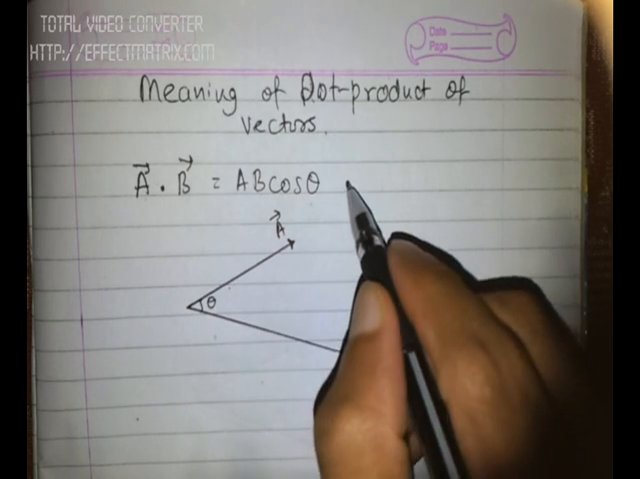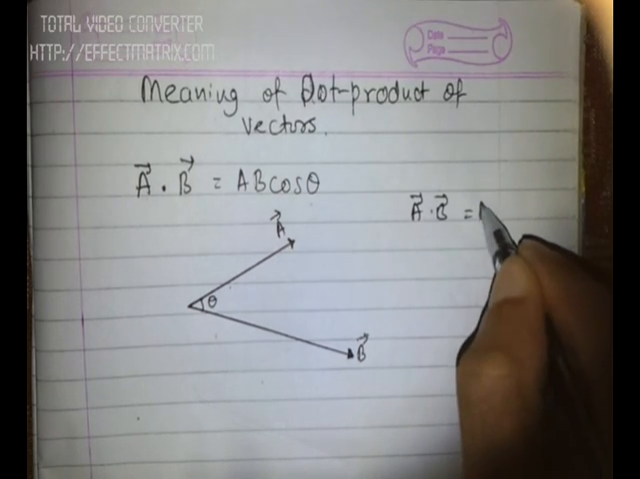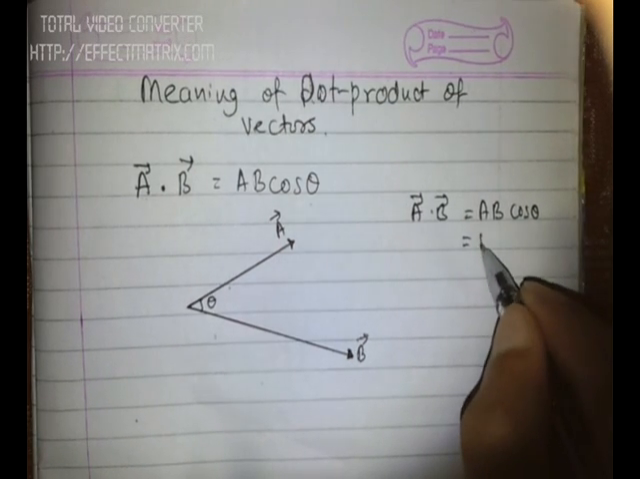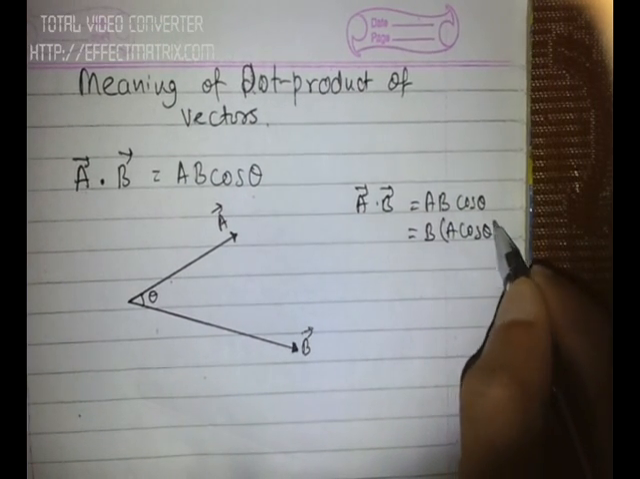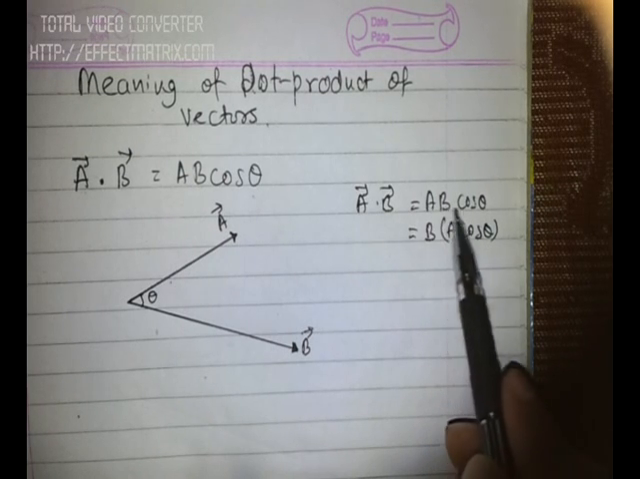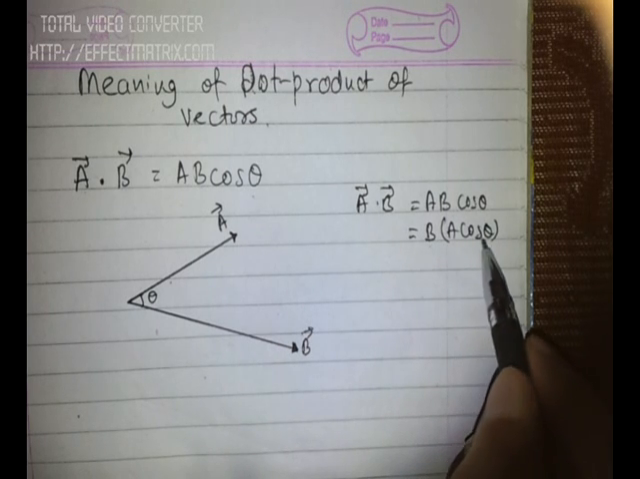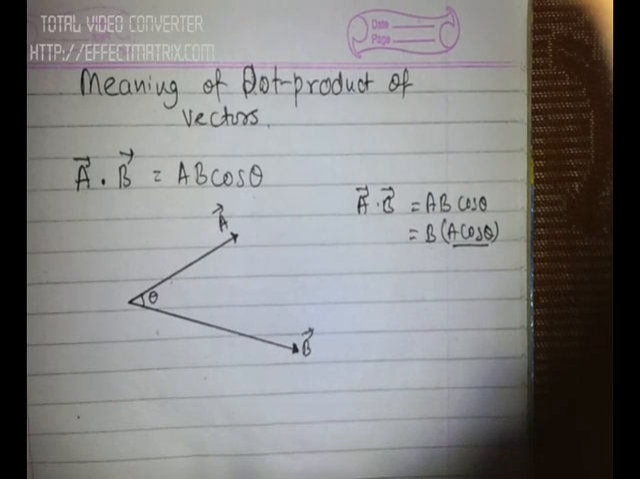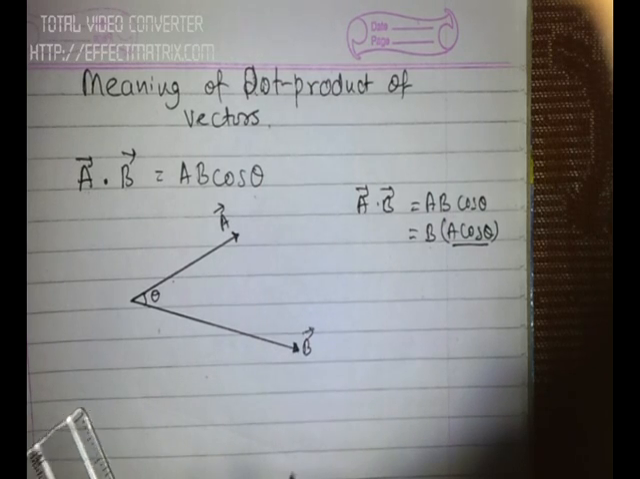If I go back to this equation, let me write it over here. A dot B is equal to AB cos theta. I can write this equation as B into A cos theta. These are numbers, and AB cos theta would also be equal to BA cos theta. So I can write it as B into A cos theta. What does A cos theta mean? To understand A cos theta, I'll drop a perpendicular from A onto vector B, and let us see what happens.